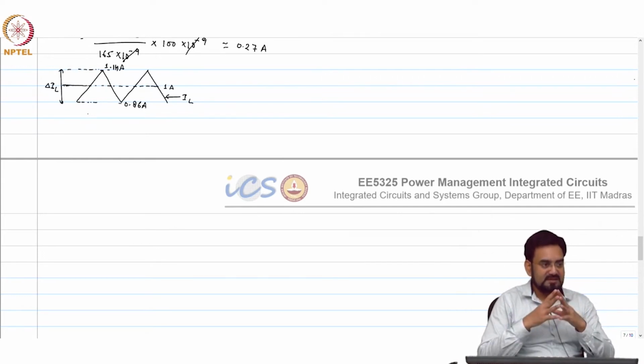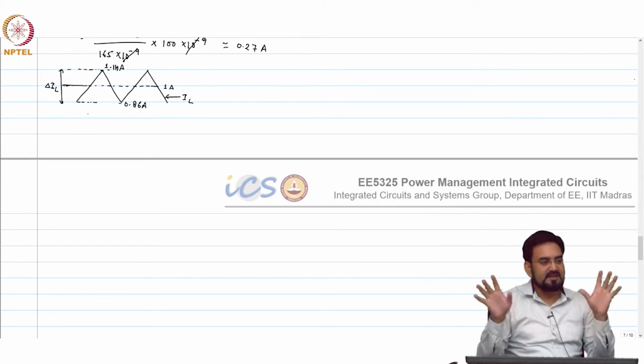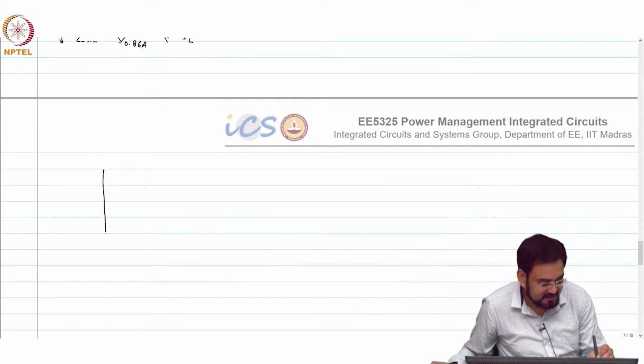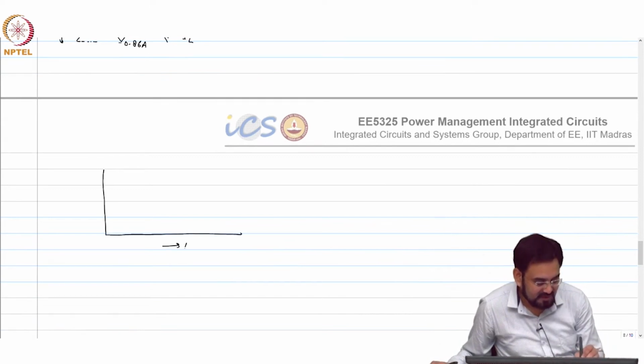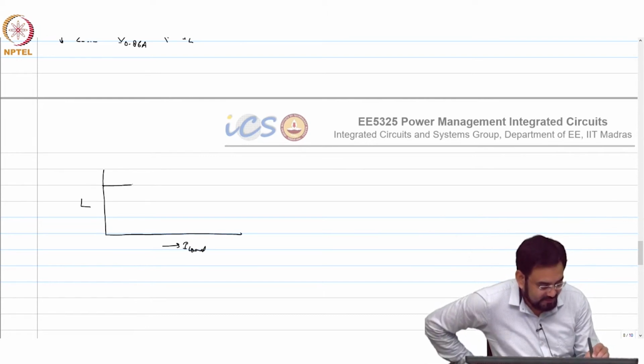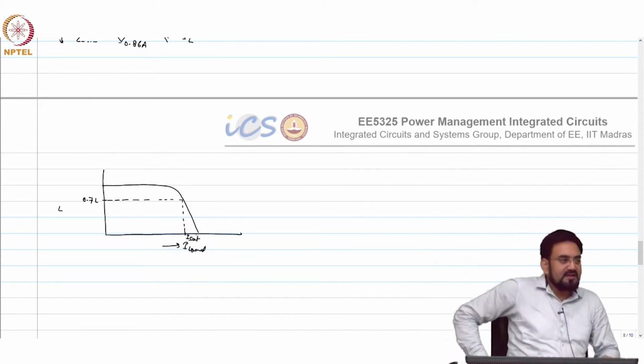Okay, and that will be the worst case. When your inductor is saturated, it is gone. Usually your inductor looks like this. If this is your I load and this is your L, let us see, if I am looking at 0.7L, this is called I sat, when your inductance drops by 30%.